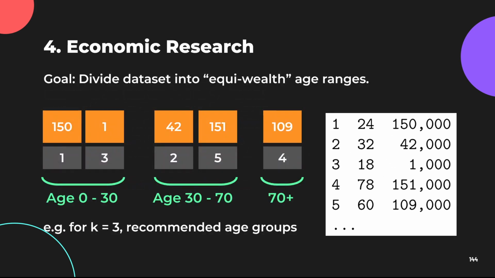Given this case, we want to divide this data set into age ranges of equal wealth. So in each range we want to ensure that the amount of wealth is equal. If I convert this, ID1 and ID3, the sum is 151,000. ID2 and ID5, the sum is 193,000. Then ID4 is 109,000. Although they aren't exactly equal, this is as close to equal as we can get. So how do we do this?